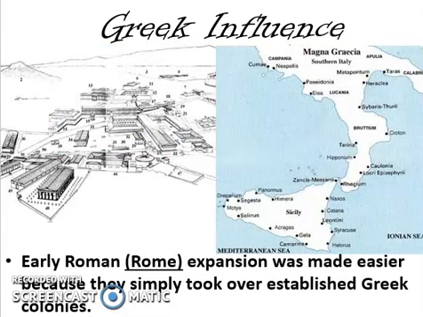Early Roman expansion was made easier because they simply took over established Greek colonies. So as Rome began, instead of creating their own city in a new area that they conquer, they're just going to take over what Greece had already established. That means that everything that the Greeks had created is going to then be there when the Romans are there. So the Romans are going to be heavily influenced by the Greeks for this reason.